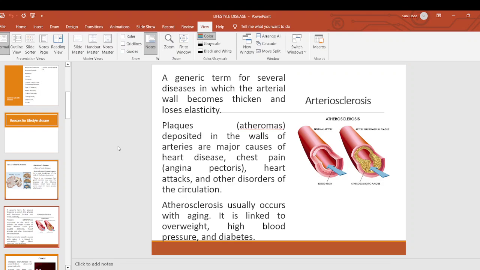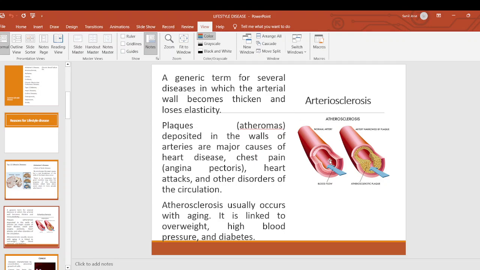Then we have another kind of disease known by the name arteriosclerosis. Here you have a normal artery, and you also see an artery affected by arteriosclerosis. What is happening here is plaques. Sometimes you may have heard this term, plaques, otherwise known as atheromas. Plaques are actually the deposition of fat. The fat particles will be deposited on the inner side of the wall of the artery.